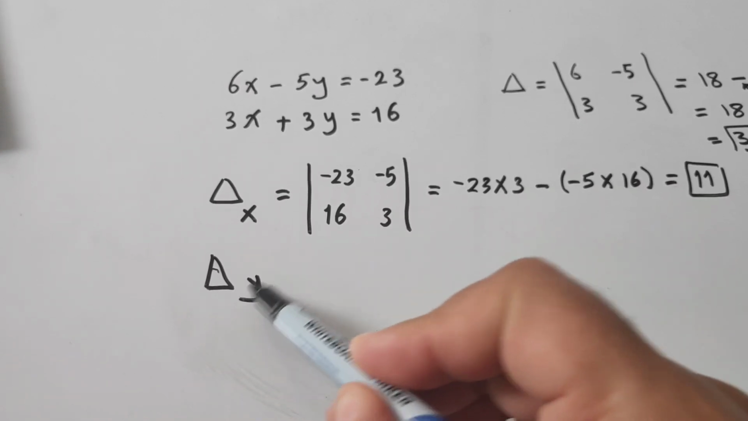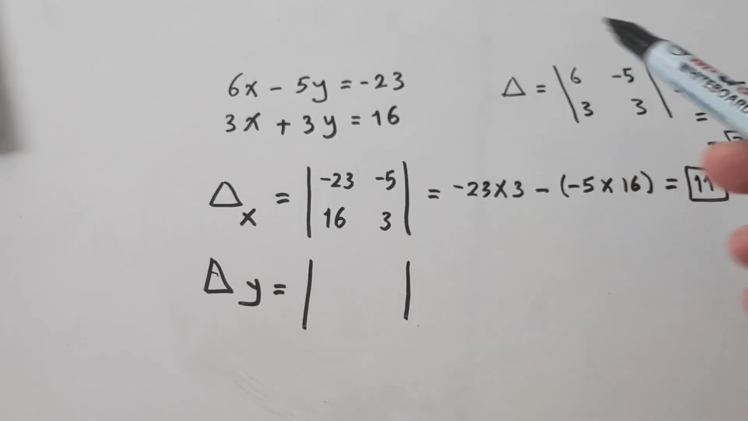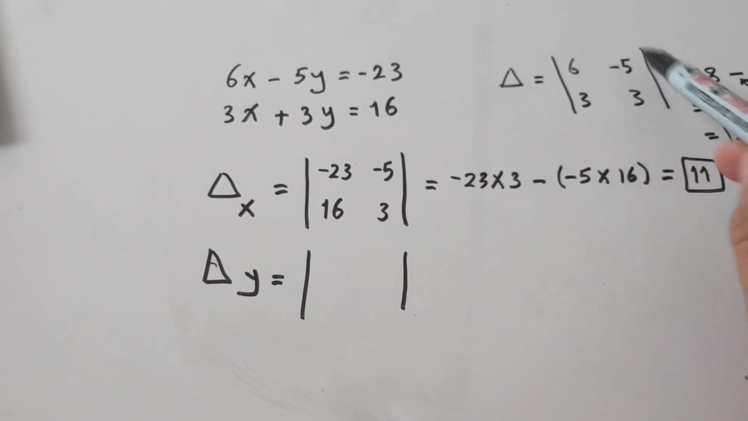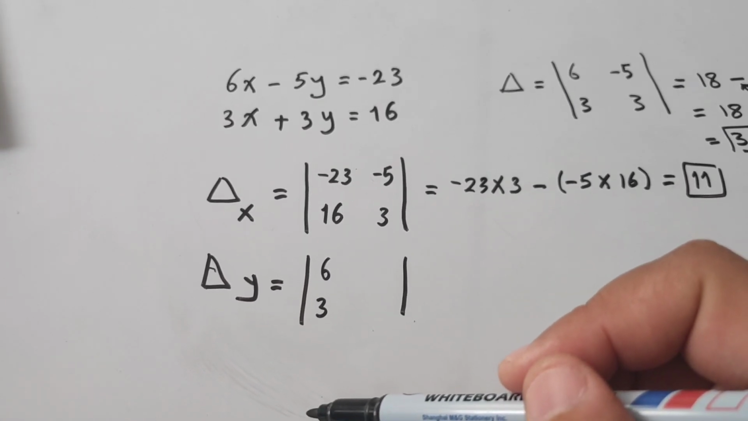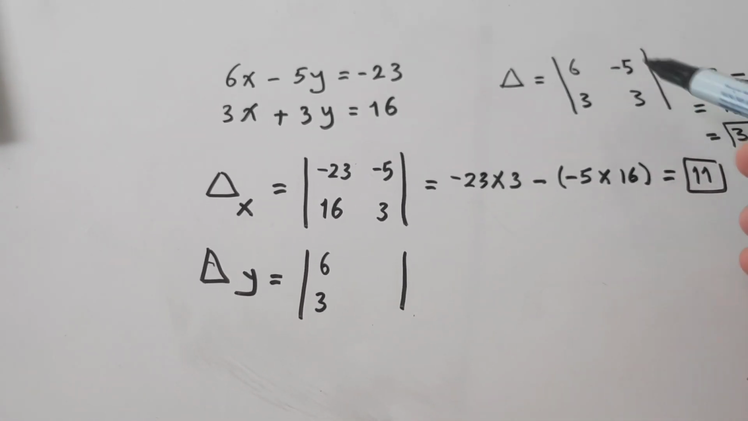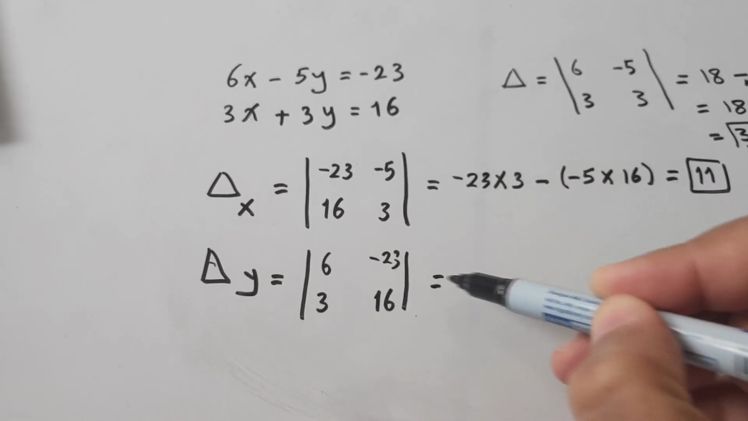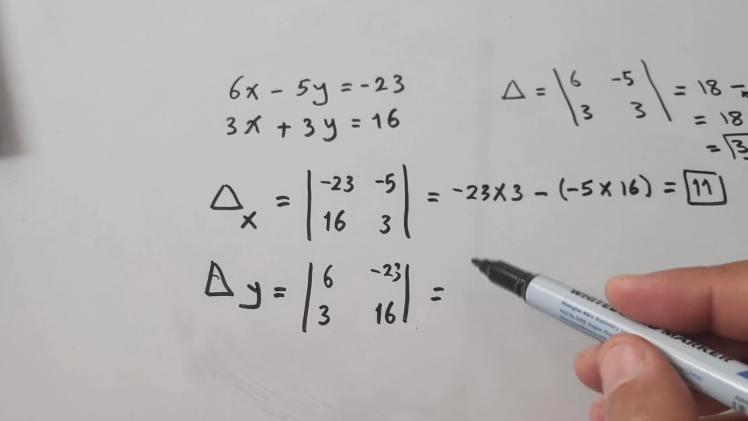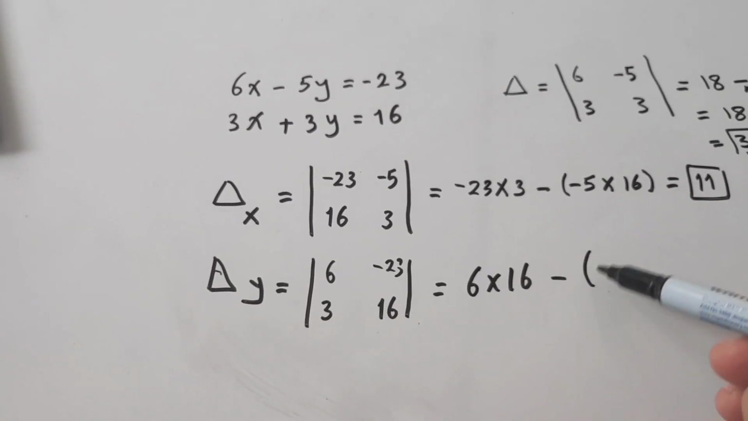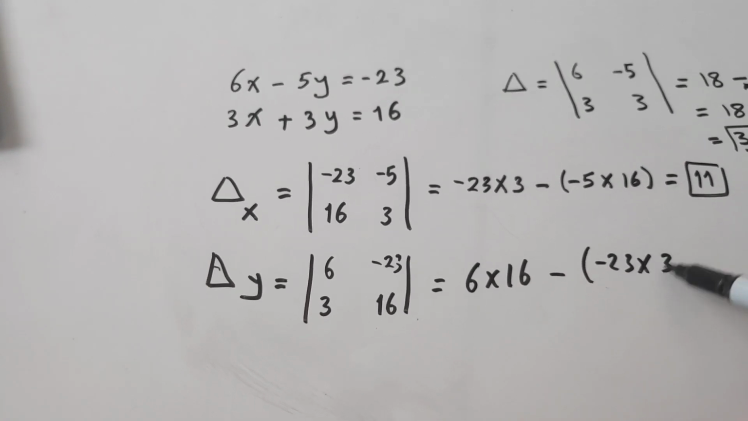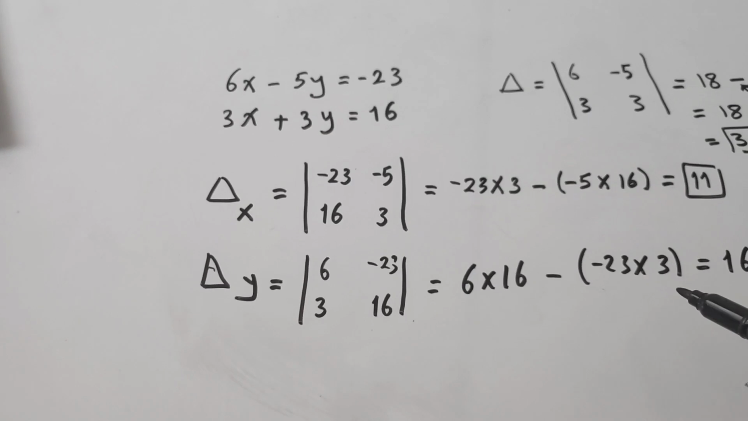Delta y equals, we change the y column 6 and 3, we change the y column by negative 23 and 16. We find the determinant 6 times 16 minus negative 23 times 3 equals 165.